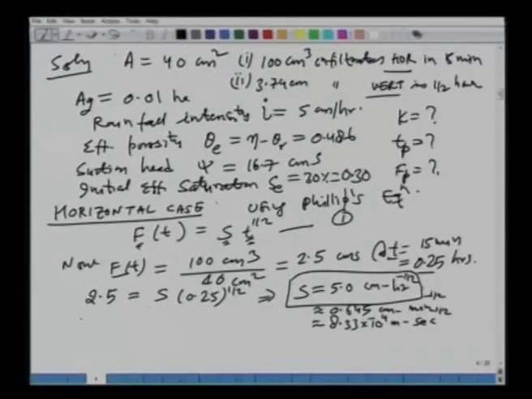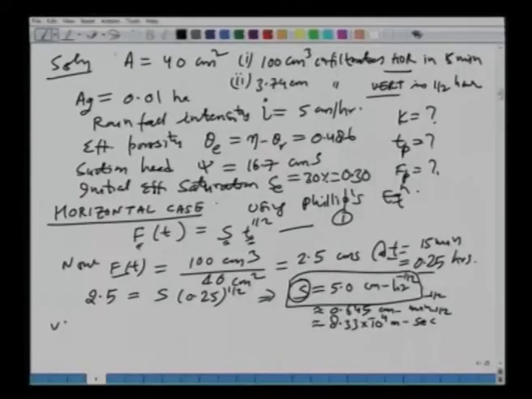So, for the horizontal case, we have determined the value of S. Now, what we do is apply the same Phillips equation for the vertical case, in which the gravity forces will be important, and the K term will appear. That is where we can find the value of K, the hydraulic conductivity. Let us first write the data.